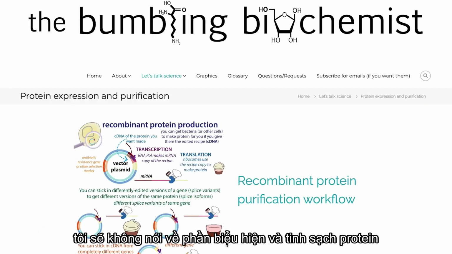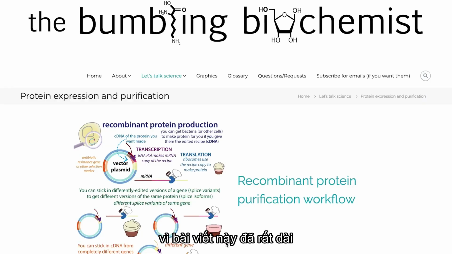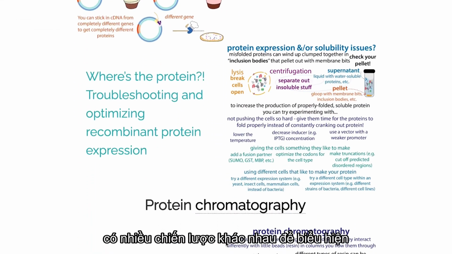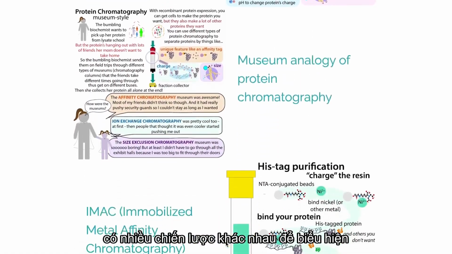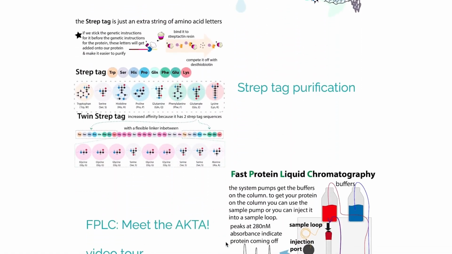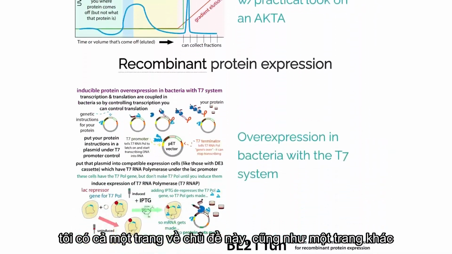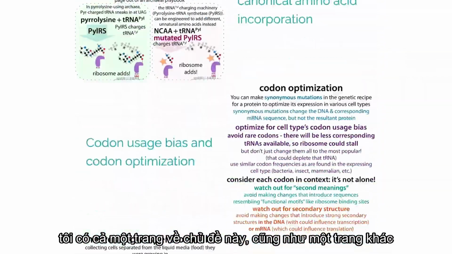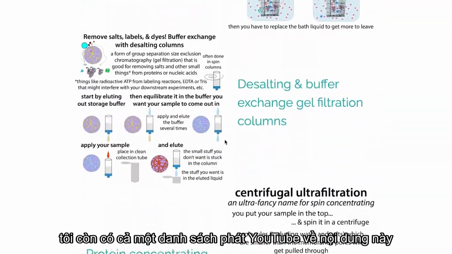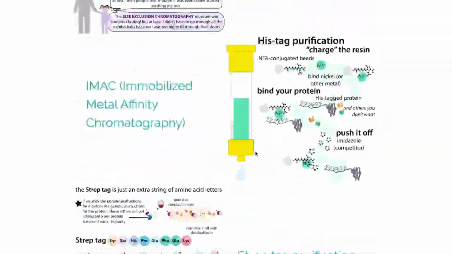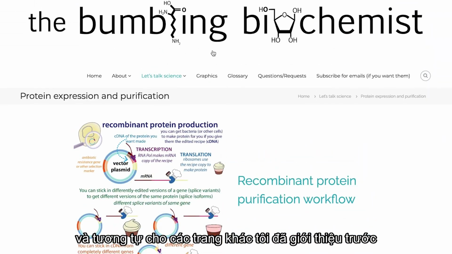I'm not going to go into the protein expression and purification stuff because this post has already gotten really long. But basically, there are different strategies that we can use in order to express and purify proteins based on the different properties of those proteins. And I have a whole page on this, as well as a whole YouTube playlist about this. And same for those other pages I showed you before.